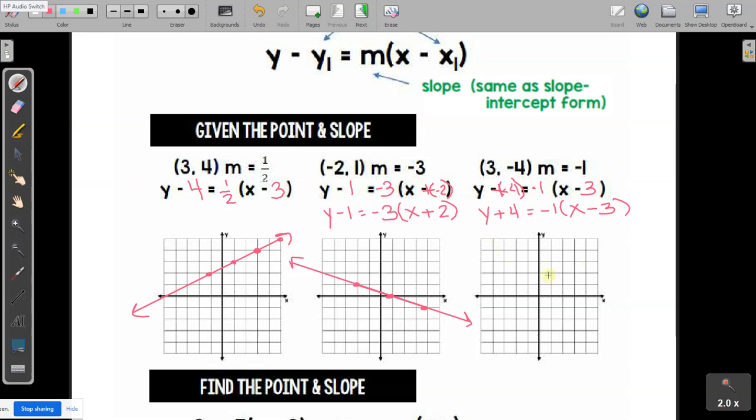Now let's graph it. We have the point 3, -4. And we have a slope of -1. So down 1 to the right 1. Or up 1 to the left 1. Draw your line. And don't forget your arrows. So that is point slope when you are given a point and a slope.